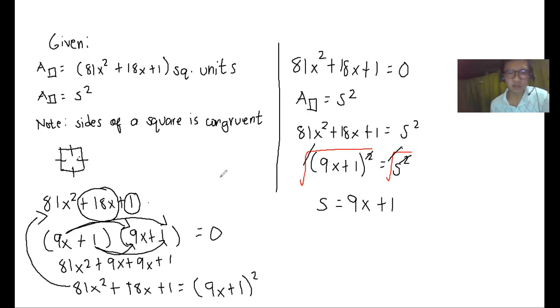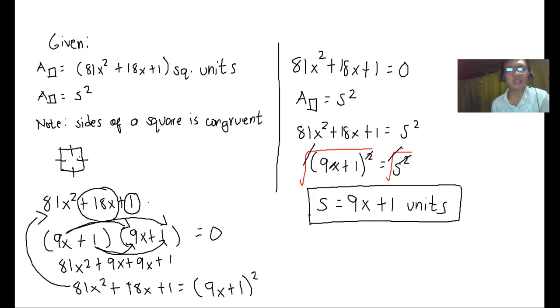Since we are pertaining to the side of the square, let's use units. So the answer, the binomial that can represent the side of the given square with an area 81x squared plus 18x plus 1, is 9x plus 1.